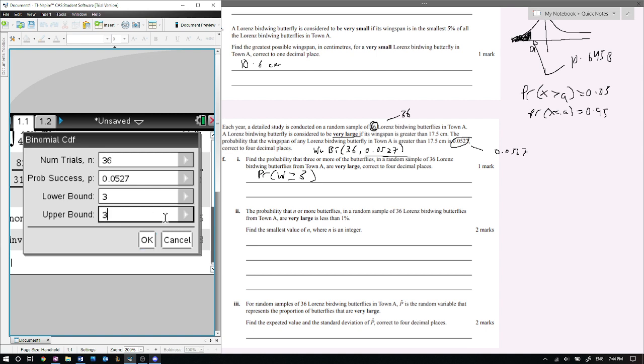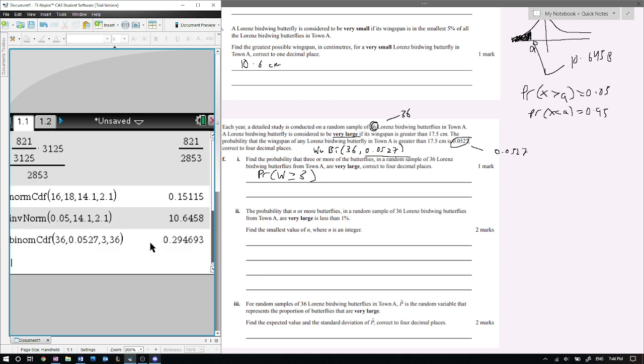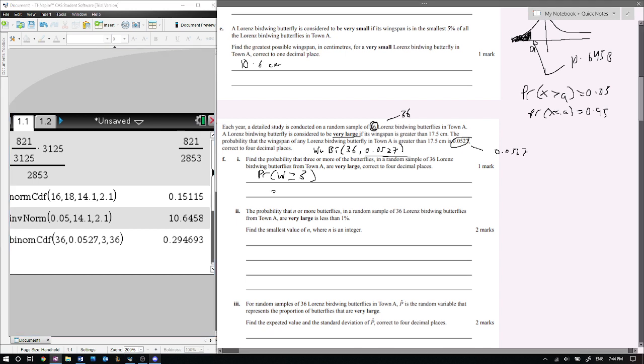And then of course the upper bound is 36, because you have 36 butterflies, so you can only ever have at most 36 successes. So just press enter, and the probability there gives us 0.29469, so I round up to 0.2947.